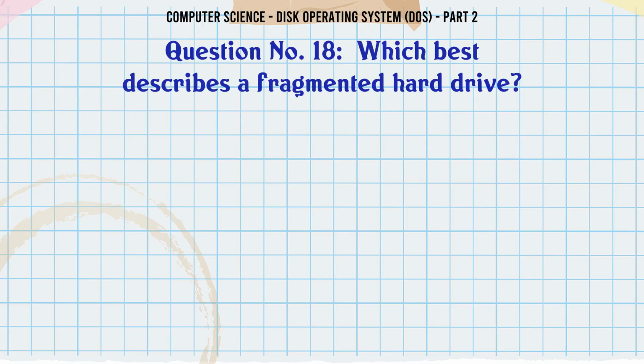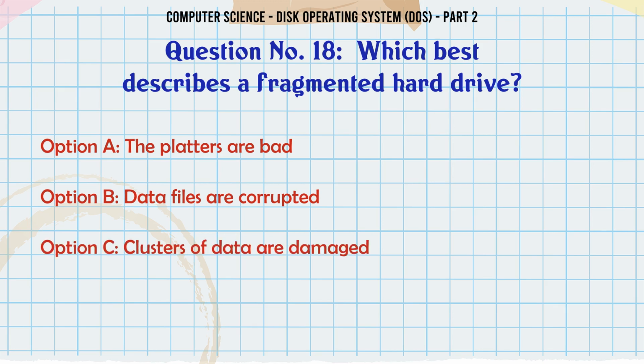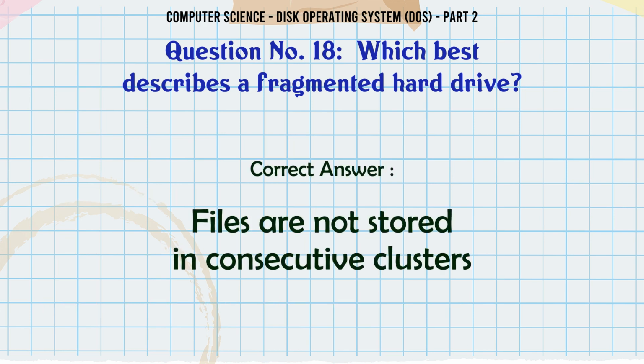Which best describes a fragmented hard drive? A. Other platters are bad. B. Data files are corrupted. C. Clusters of data are damaged. D. Files are not stored in consecutive clusters. The correct answer is files are not stored in consecutive clusters.